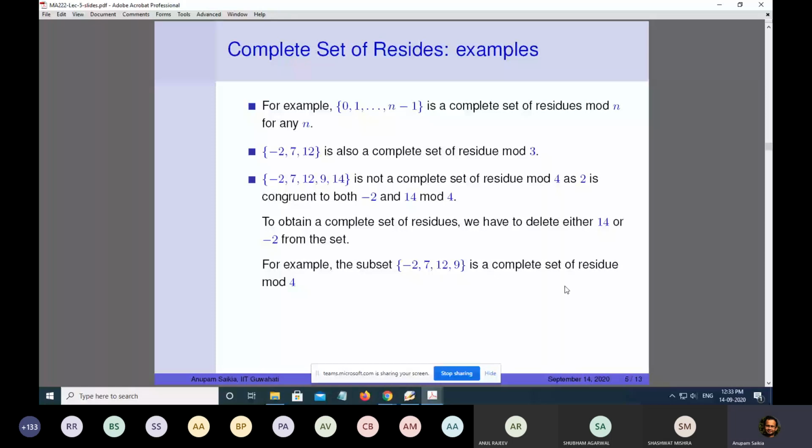Another obvious set would have been this: minus 2 is like 2, 7 is like 3, 12 is like 0, and 9 is like 1, if I take the remainders.